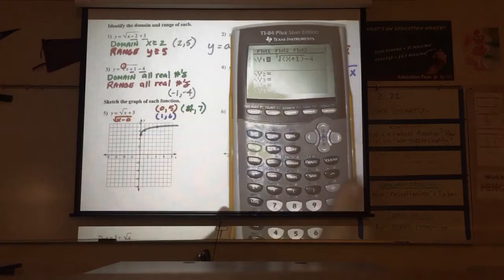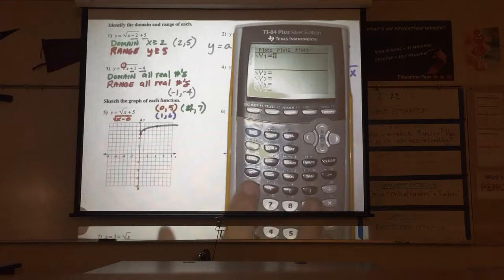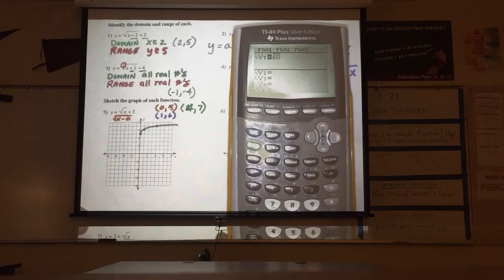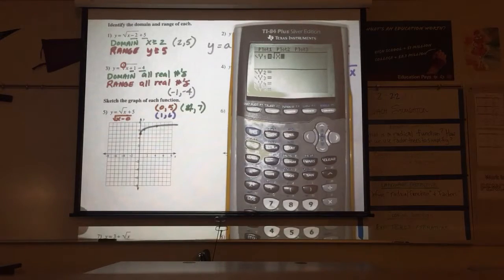I'm going to go to y equals, let's go ahead and clear this out. Again, you hit second, x squared, which gives you the square root, x, arrow out so that your radicand is the only thing underneath the radical, plus 5, and graph it. And you'll see we have identical to what we just plotted.